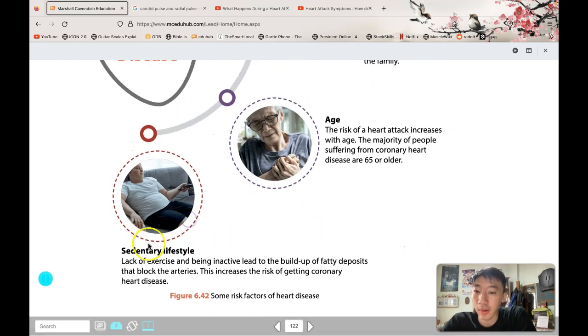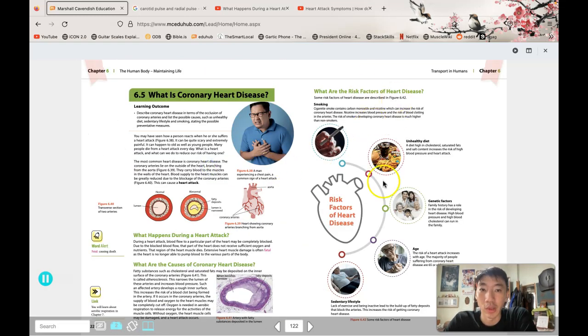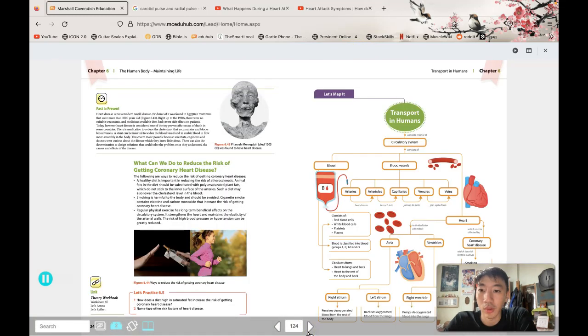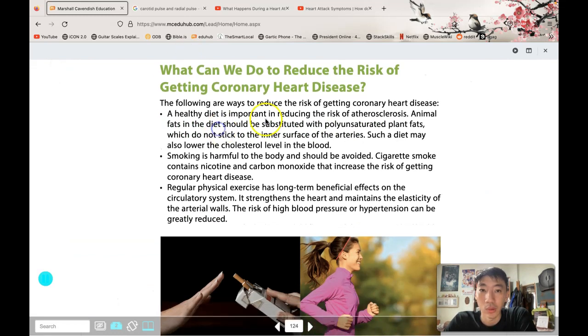Lastly, a sedentary lifestyle means a lifestyle where the person is not exercising or is not active. So this will lead to build-up of fatty deposits that will block the arteries, and this also increases the risk of coronary heart disease. So you should be able to think of some ways to reduce the risk factor. Let's talk about the ways to reduce risk factors. How do we reduce the risk of coronary heart disease?